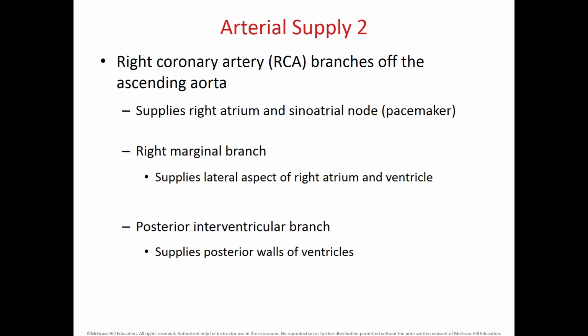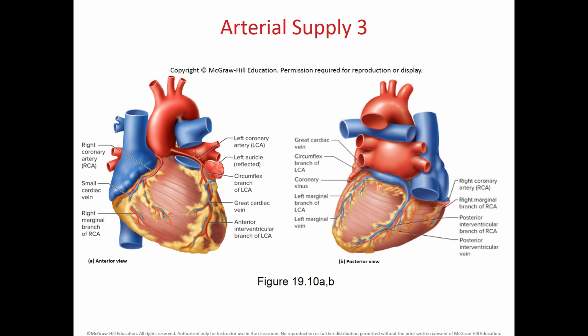The right coronary artery is going to give blood supply to the pacemaker of the heart, which is known as the sinoatrial node, and into the right atrium. And then the right marginal branch is going to give blood supply to the margin of the right atrium, so the lateral part of the right atrium and also the ventricle. And then the posterior interventricular branch is going to provide blood supply to the posterior walls of the ventricles and into the posterior third of the interventricular septum. And this is again just to show you all of these branches that we already talked about.